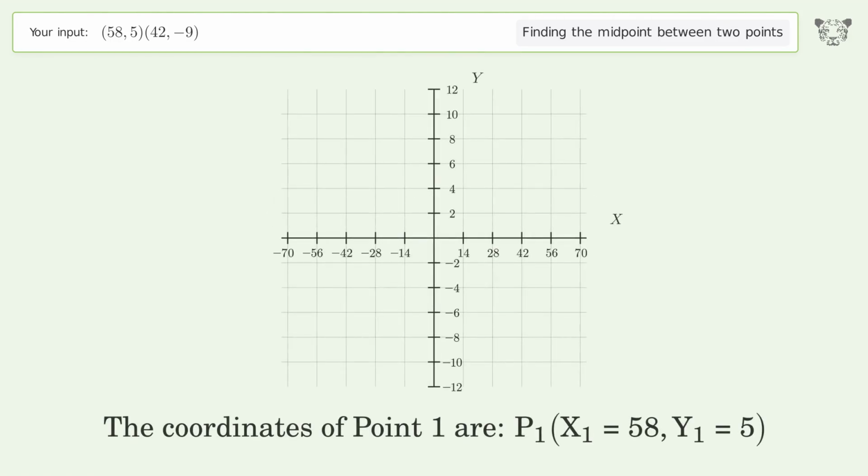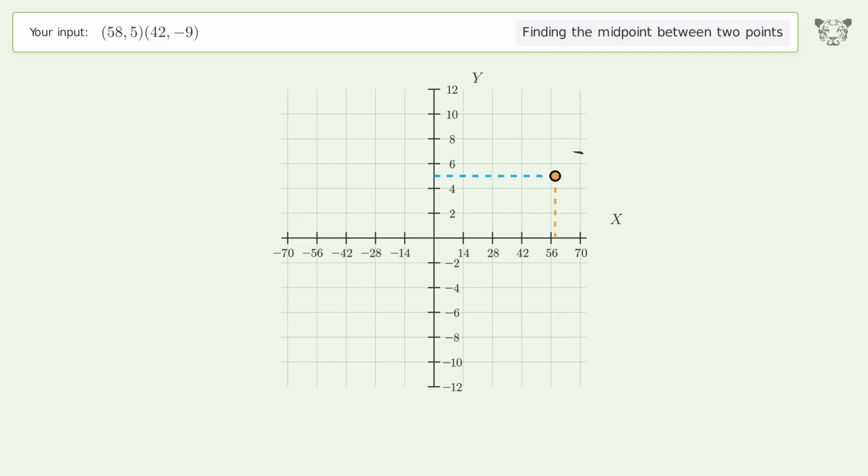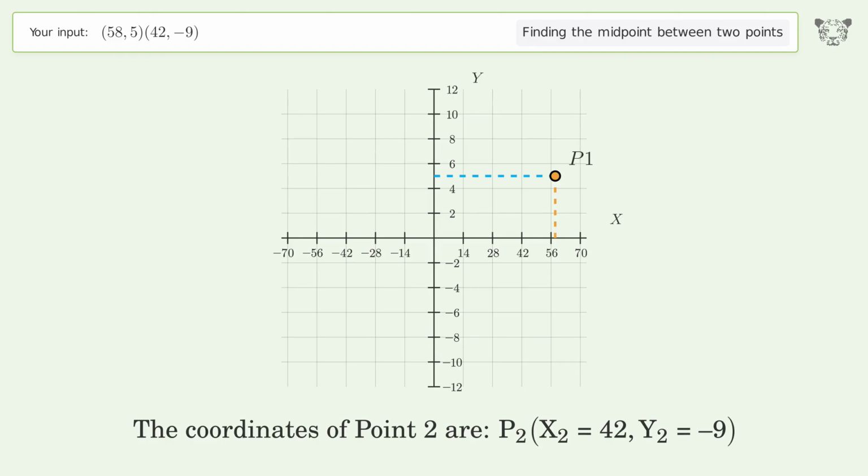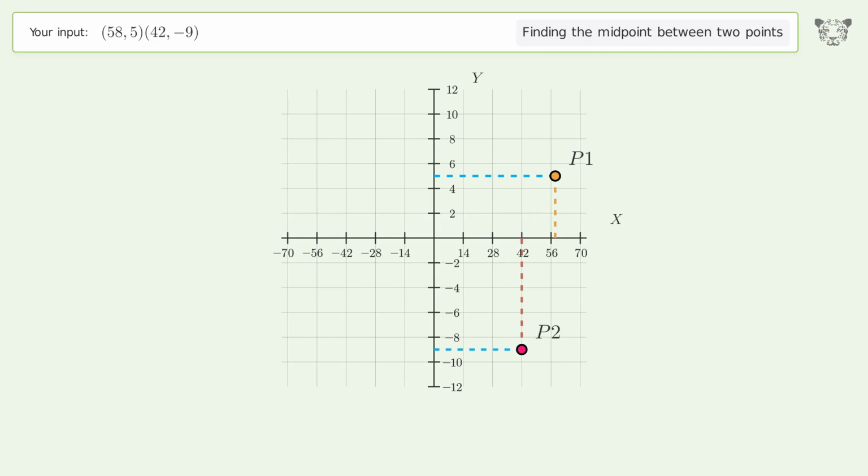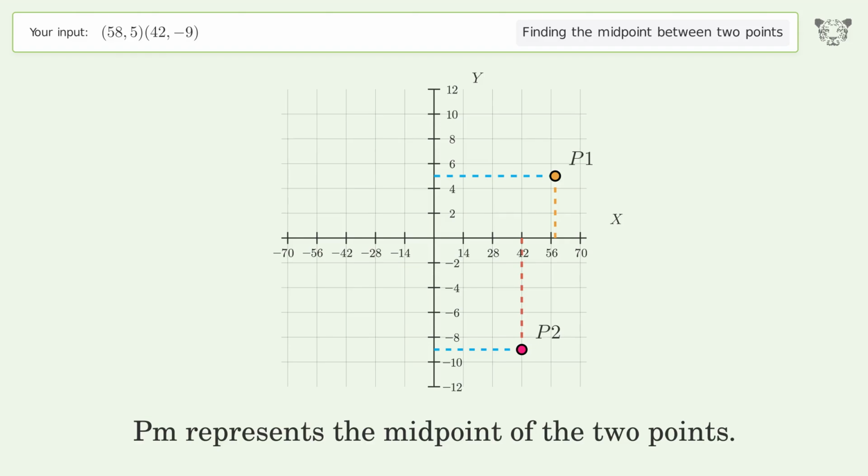The coordinates of point 1 are x1 equals 58, y1 equals 5. The coordinates of point 2 are x2 equals 42, y2 equals -9. PM represents the midpoint of the 2 points.